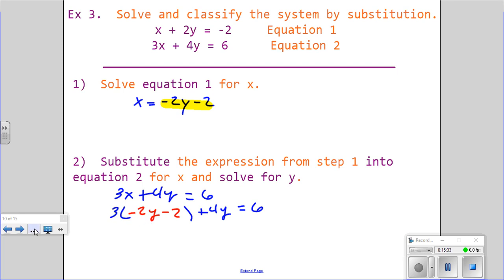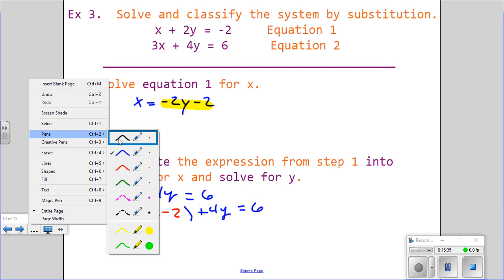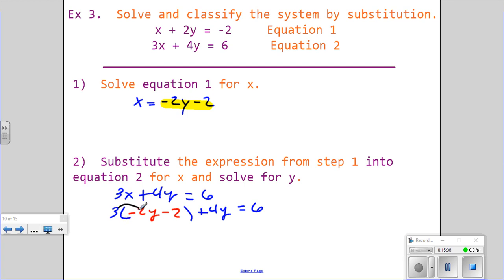So to get y by itself, first thing I would do is distribute my 3, which would give me -6y minus 6 plus 4y equals 6. Then I would add 4y to -6y, which would give me -2y minus 6 equals 6. Then I would add 6 to both sides, which would leave me with -2y equals 12. And divide both sides by -2, you would get y equals -6.